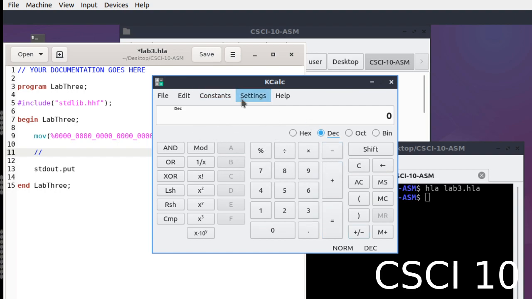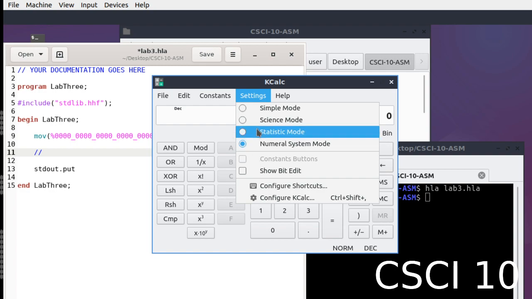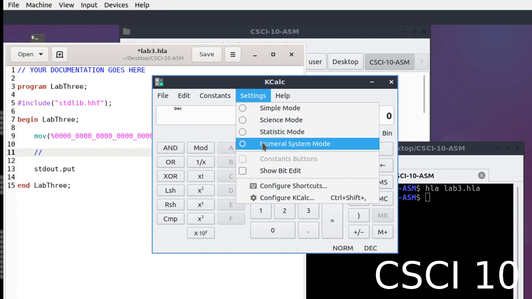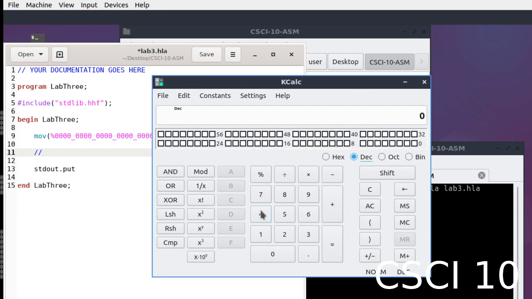You can switch between the different numbering systems inside of this editor. Now I also want to see, can I show, okay, show bit edit. This is the other thing you want to do. Super helpful. Windows calculator will do this as well, by the way. So I changed the settings to numerical system mode, and I'm going to show bit edit here. Now this is showing bits for a 64-bit machine. We're only interested in the bottom row, which is the first 32.